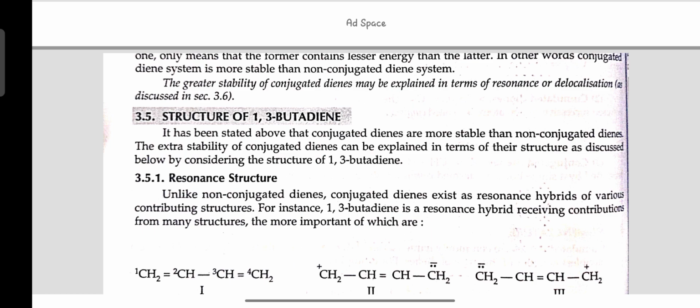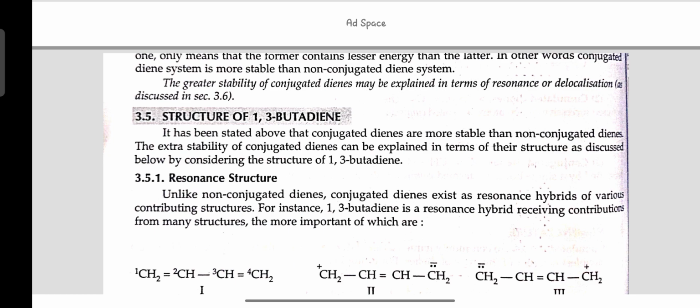3.5 Structure of 1,3-butadiene. It has been stated above that conjugated dienes are more stable than non-conjugated dienes. The extra stability of conjugated dienes can be explained in terms of their structure, as discussed below by considering the structure of 1,3-butadiene.